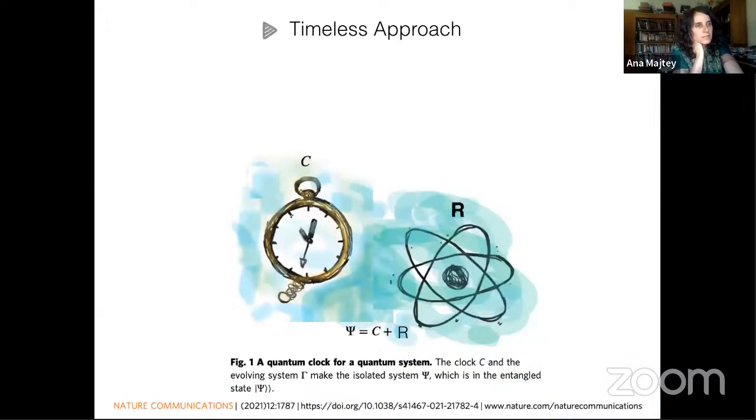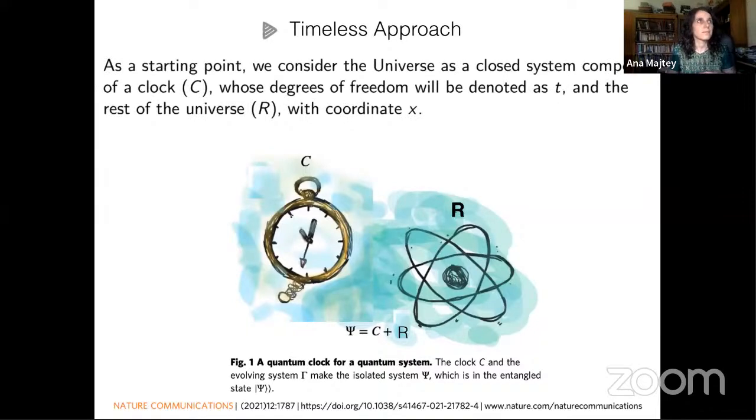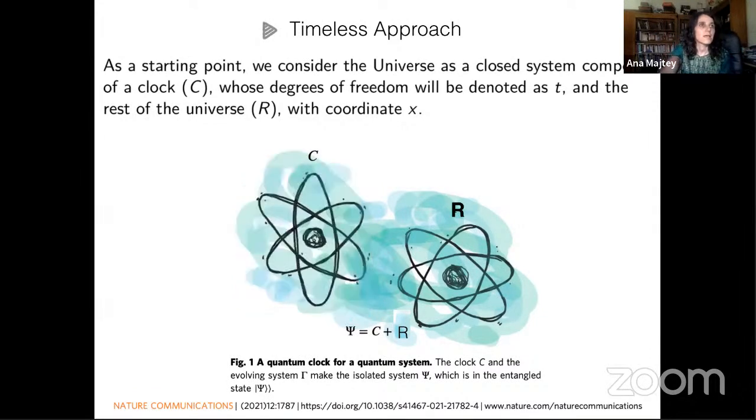So this is a scheme. I borrowed this figure from a nice recent paper. Here, in the timeline proposed, one considers the whole universe as a closed quantum system, composed of a clock, whose degrees of freedom will be denoted by T, and the rest of the universe, which we call R, with some coordinate X. And here there is a representation of the clock as a quantum system.